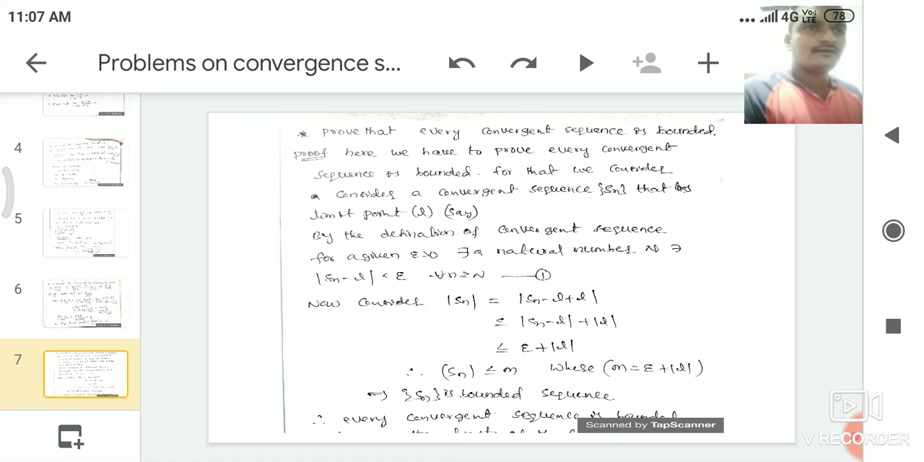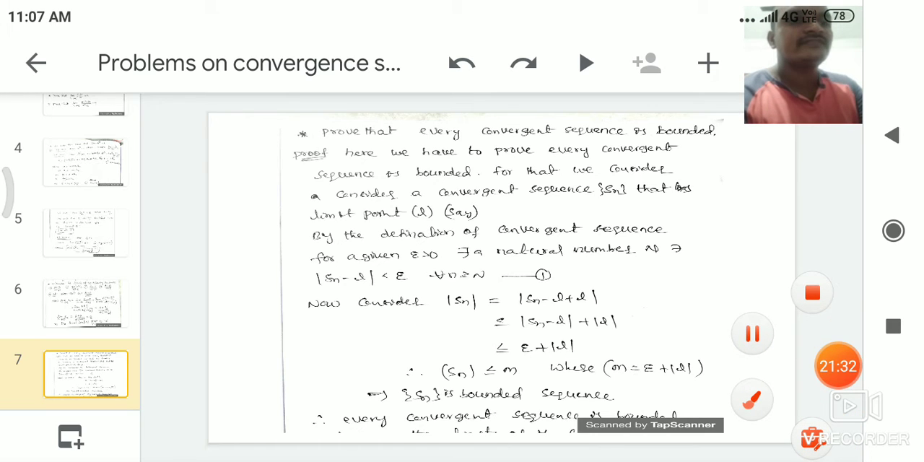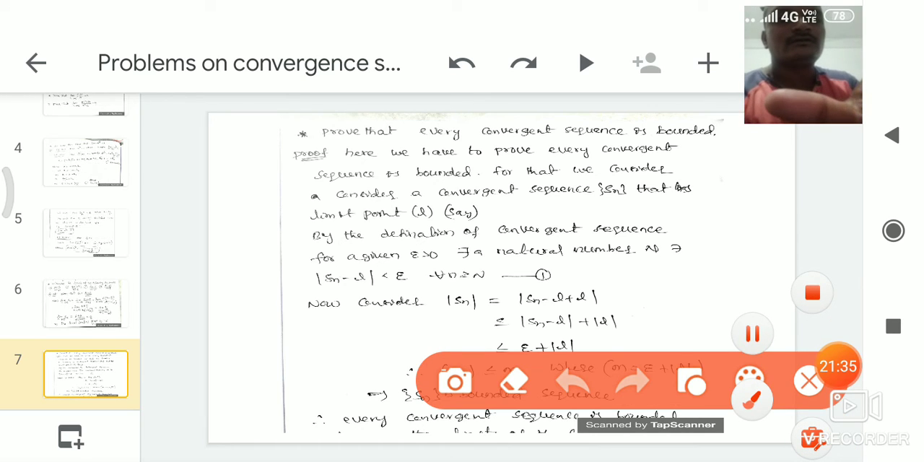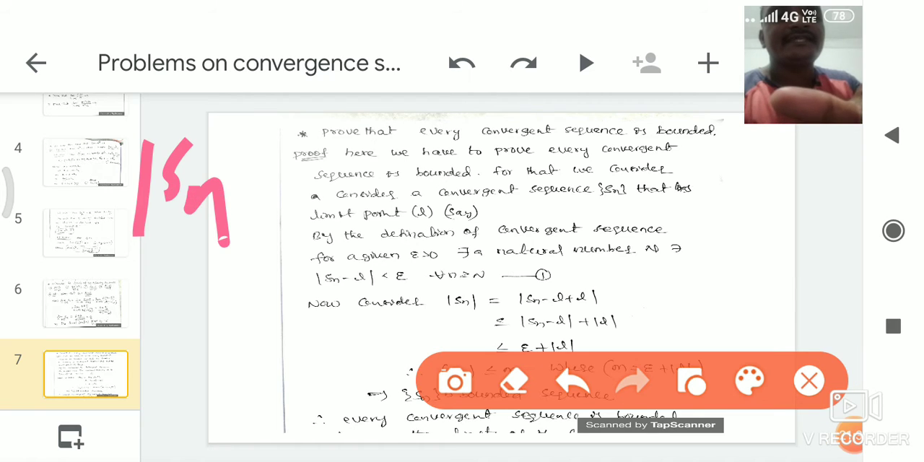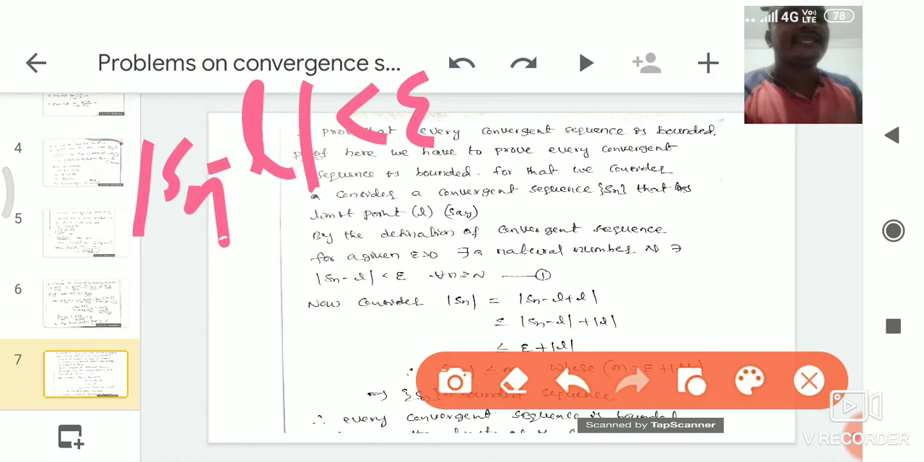Okay, so next we see the theorem: every convergent sequence is bounded. Here we take one convergent sequence, then we prove that the sequence is bounded. First of all, what is the definition of a convergent sequence? If mod Sn minus L is less than epsilon, we say that the sequence Sn converges to L, which is the definition of a convergent sequence.